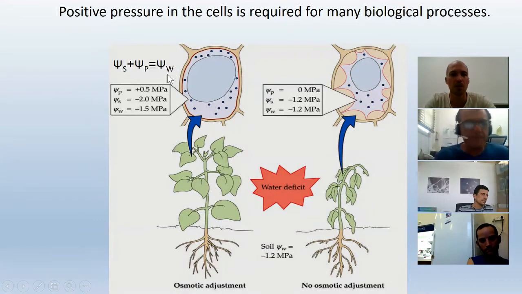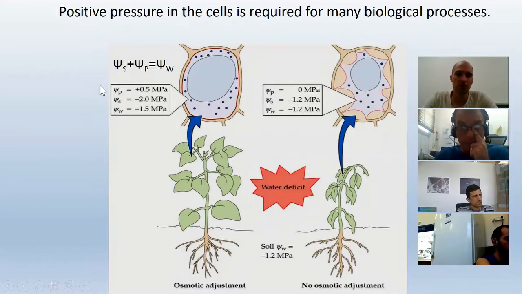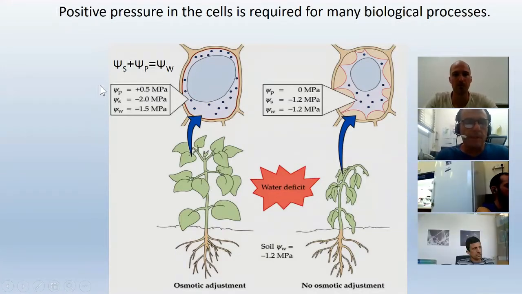So the water potential is the sum of the pressure potential and the solute potential. So you can see that in this case, the water potential is at minus 1.5. If the plant accumulates a solute potential of minus 2, then it can maintain a positive pressure of half a megapascal. But if the plant is at minus 1.2 even, and it accumulates a solute potential of minus 1.2, then the pressure potential is 0 and the plant loses turgor, and that causes a lot of problems for plant functionality. It doesn't really look like this.